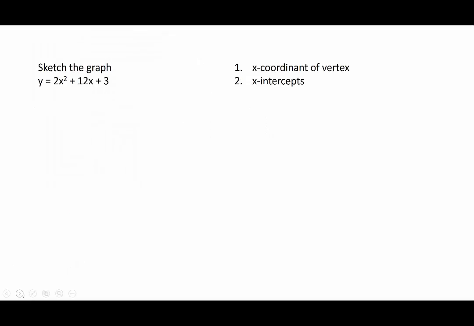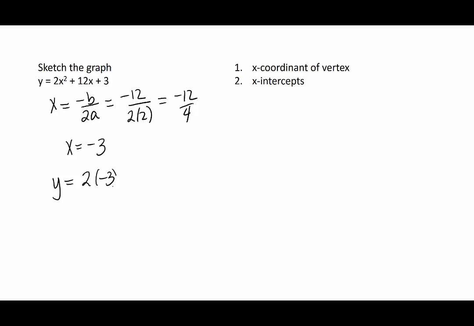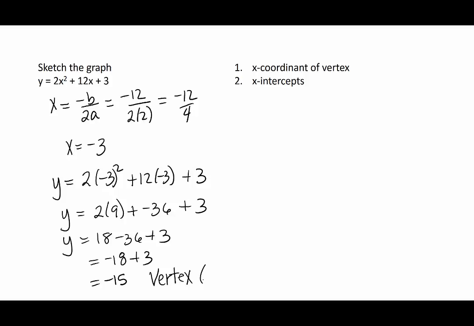Now we're going to sketch the graph. Step 1, find the x-coordinate of the vertex. It equals -b over 2a, which gives us -12 over 4, which gives us -3. In this case, we're going to need the y-coordinate as well. So we take -3 and plug it in for x. We substitute x equals -3. So we know the vertex is at -3, -15. Now we want the x-intercepts.